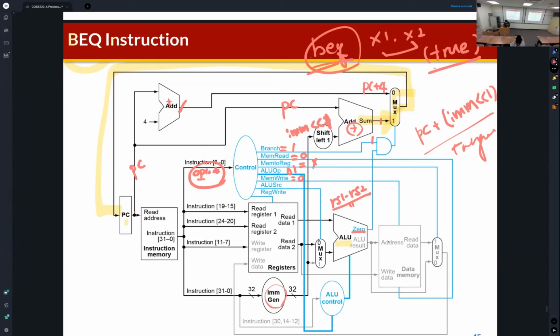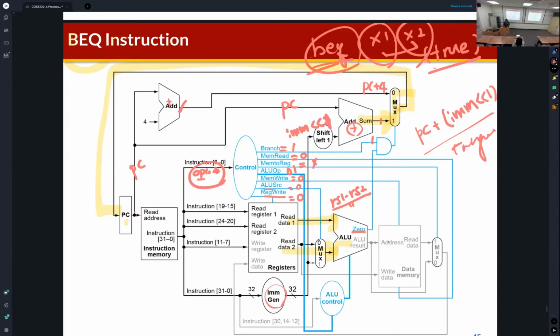And then ALUSrc. The branch instruction has 2 source registers, which means this path and then this path should be activated. So ALUSrc is also 0. Okay. How about RegWrite? The branch instruction does not update the register file. The branch instruction updates the program counter. So RegWrite is also 0. Okay.